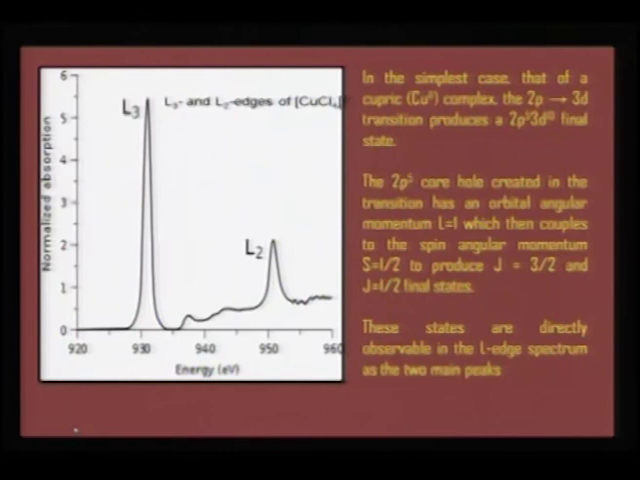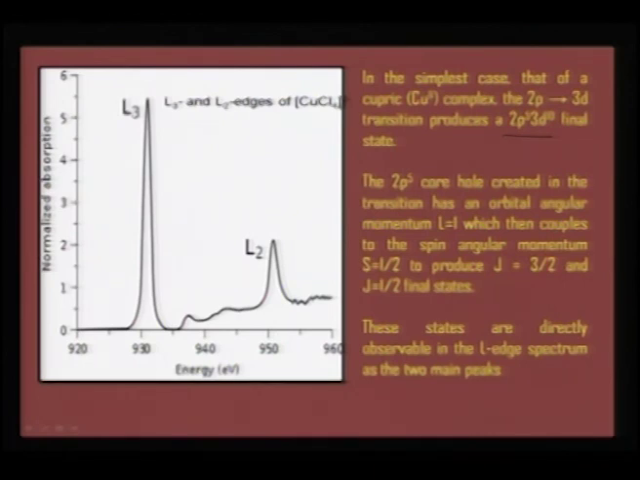Now, let us look at the spectral features of this study and understand a little bit about what we can learn. In the simplest case, that of a cupric, that is copper 2 complex, the 2p to 3d transition actually produces a 2p5 3d10 final state. So, when an electron is removed from 2p, what really happens?